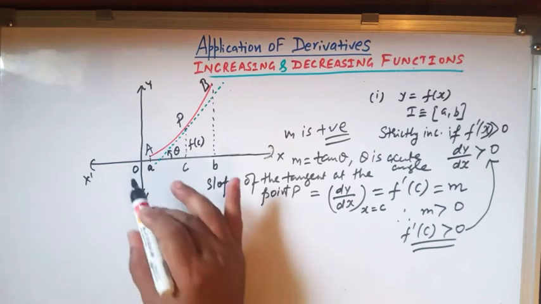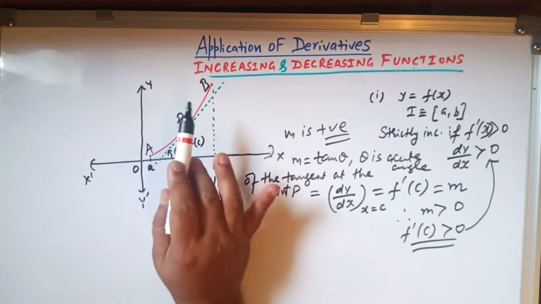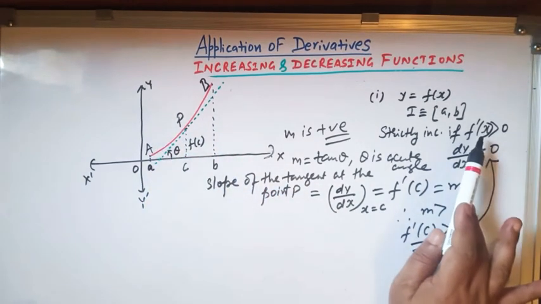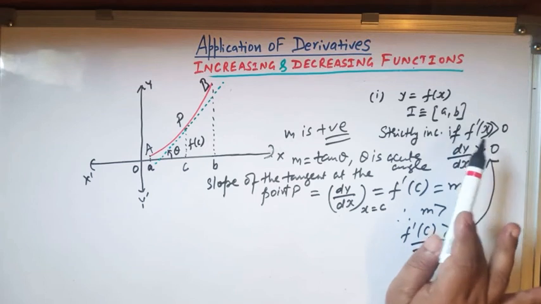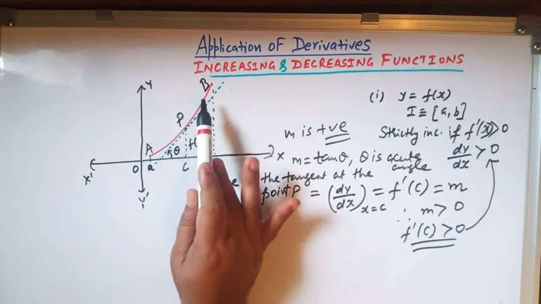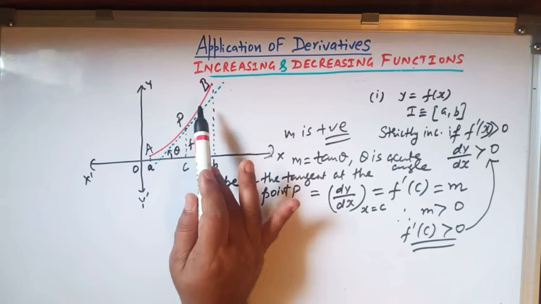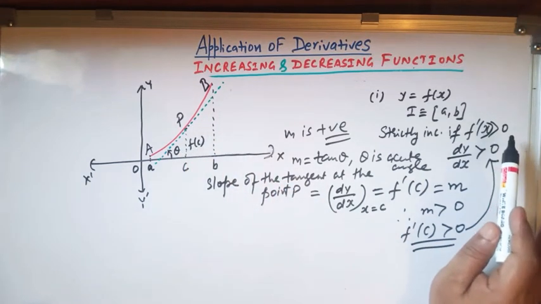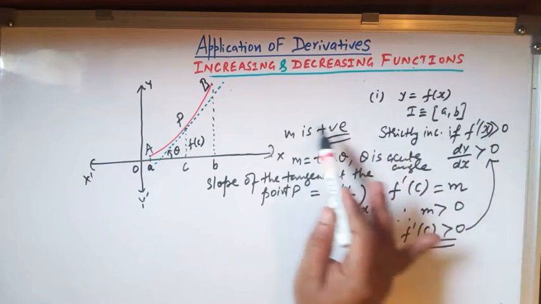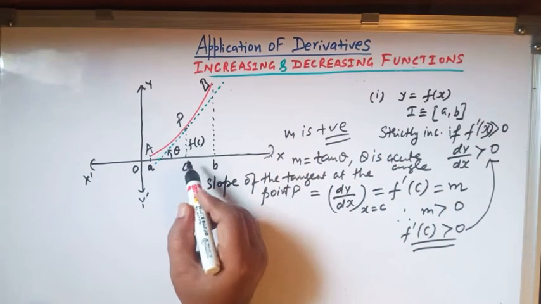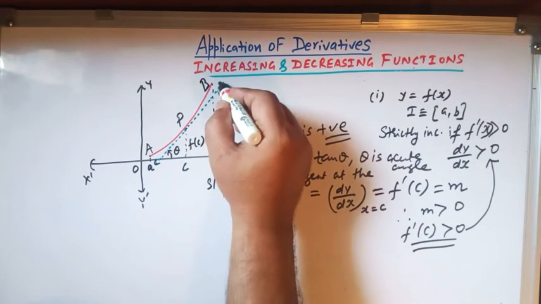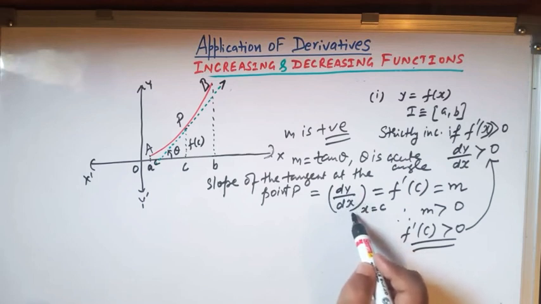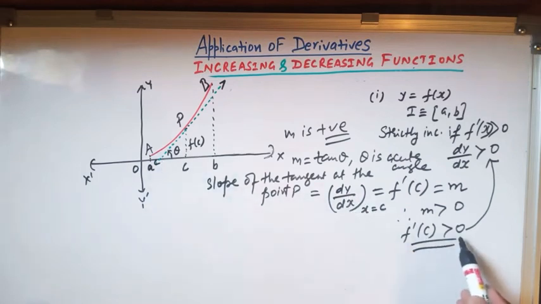So this is how we get this result. Clear? So if a function is strictly increasing, then the derivative of that function at any point on the graph of that function is always greater than 0. As we have seen in this case, we have taken a point C here. So we see that the slope of this tangent, which represents the derivative of y with respect to x, is greater than 0. Clear?